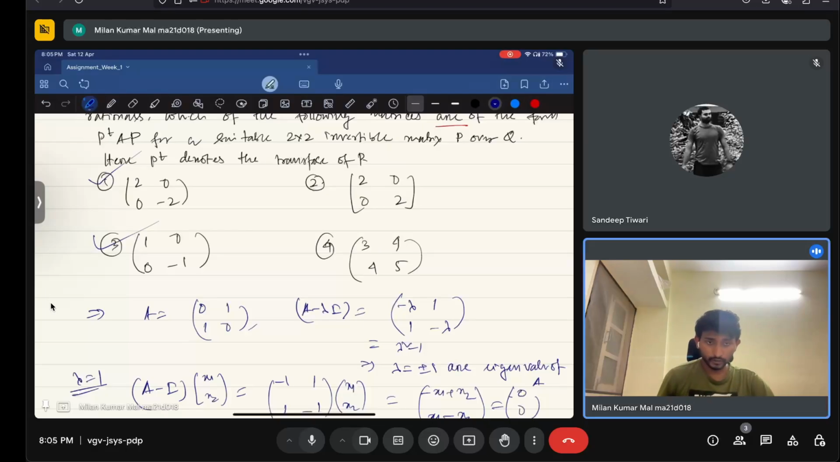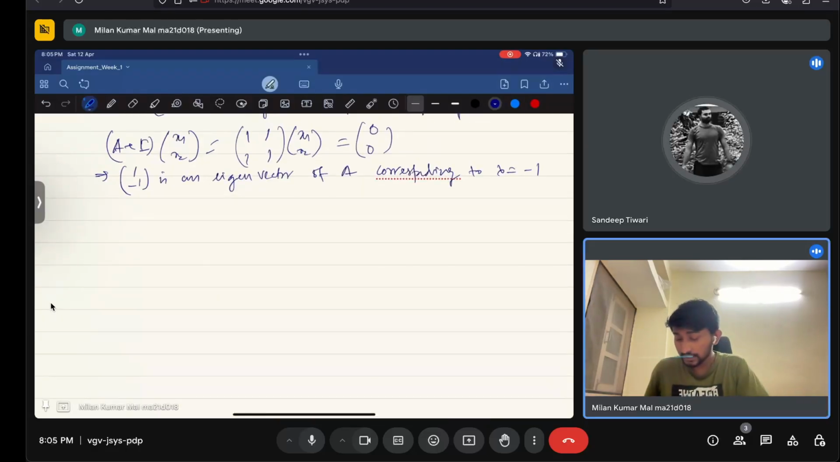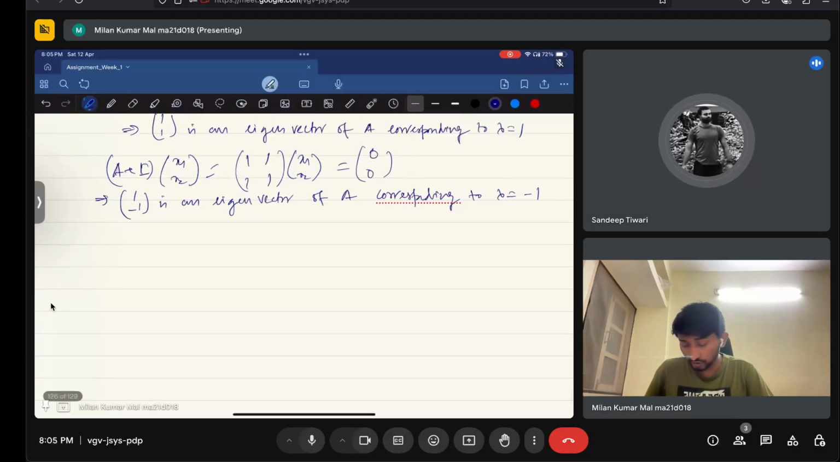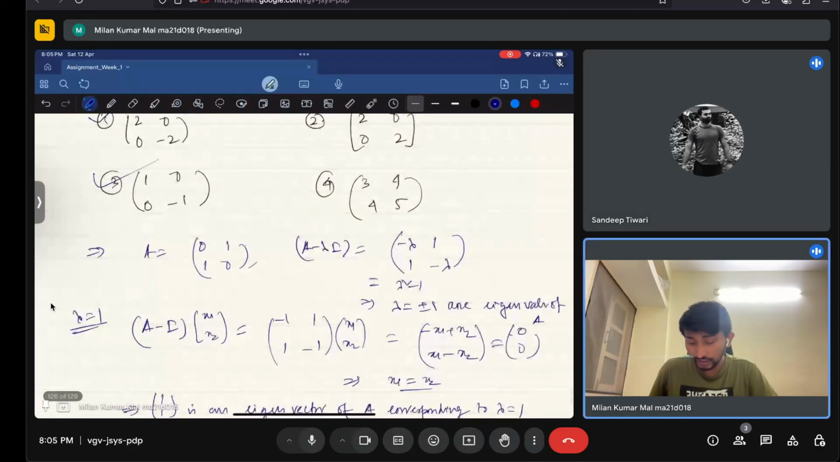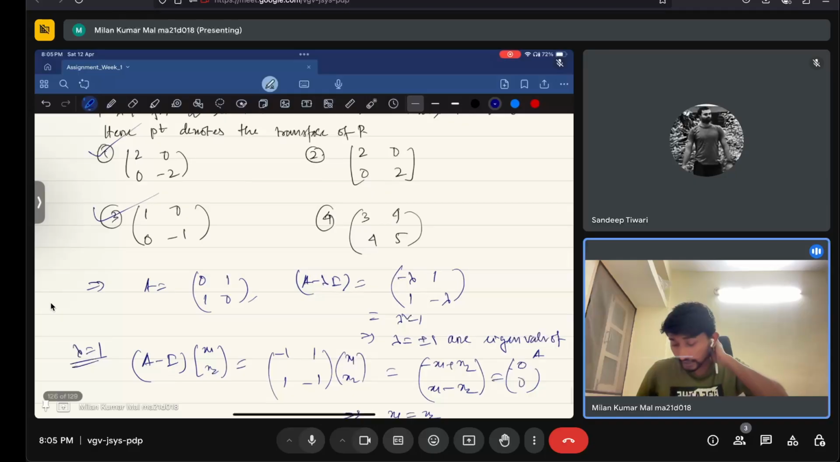But 4 is also not. Why will 4 not be? That is also not. Third is also not true. No, I think we can do the scaling. P needs to be invertible. That's why third will be true. You know that it is diagonalizable. Here the eigenvalues are 1 or minus 1, so this is the diagonal.